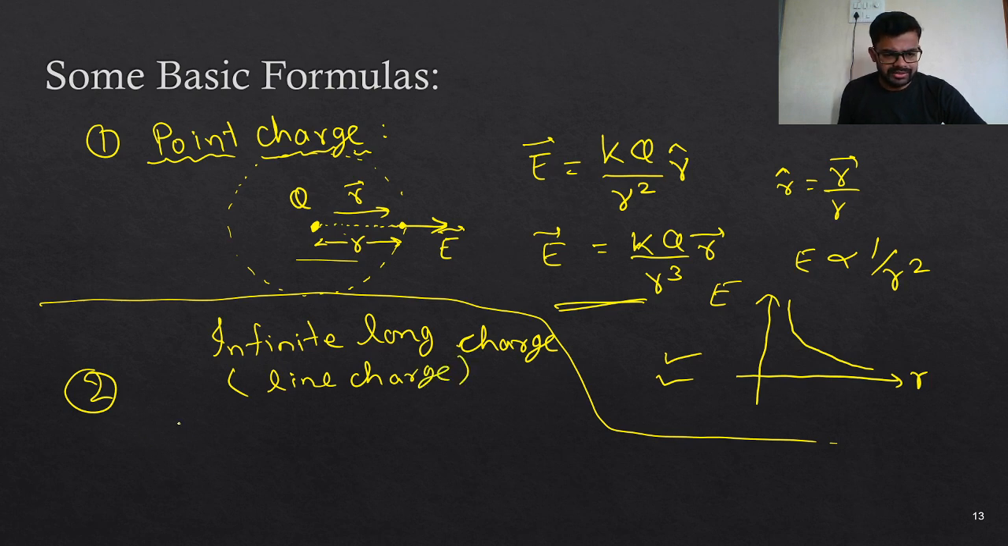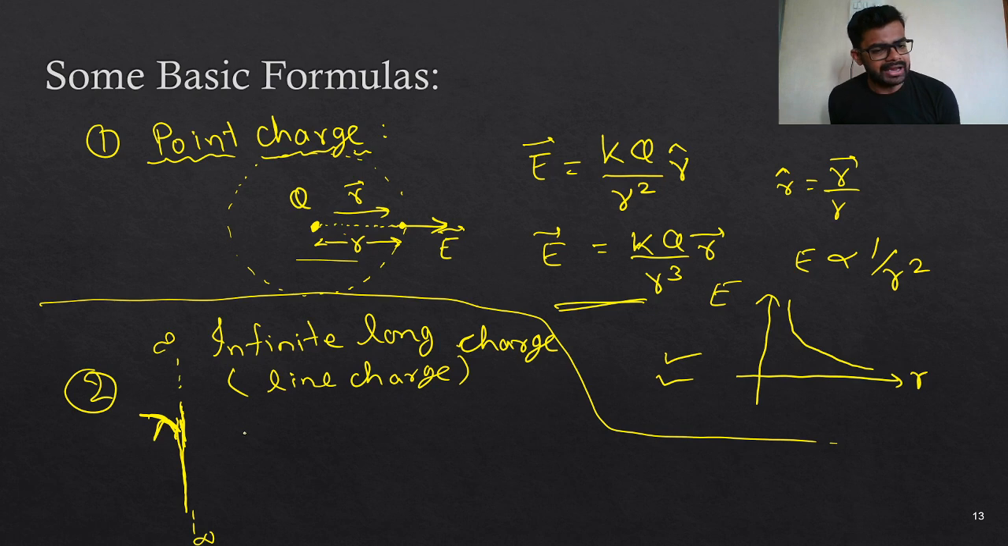So it will look like this. This is a wire, and it is infinitely long. I will not say its charge is q. I will just define its linear charge density, lambda. This symbol is called lambda, and it is charge per unit length.